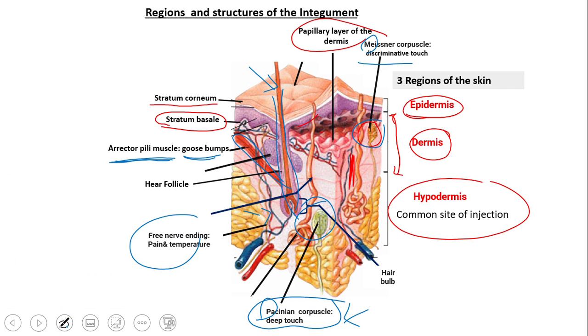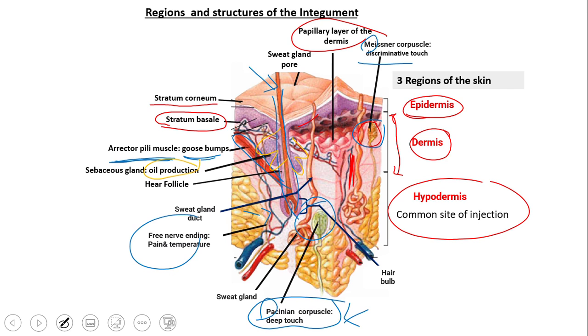Also surrounding the hair follicle, we have a gland that we call the sebaceous gland, and this is responsible for oil production for the hair and the skin. Some people produce more of that. Some people tend to be on the dry side, producing less oil from their sebaceous glands.